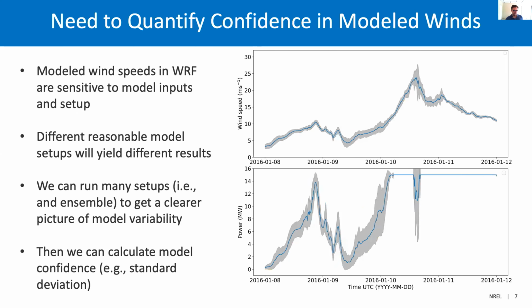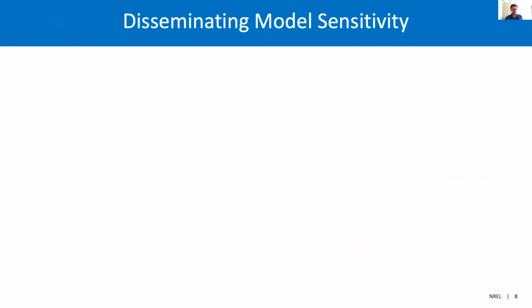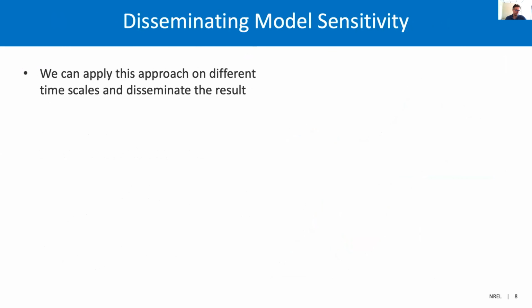If we can distill that then into some confidence metric, in this case, the standard deviation, we can then disseminate this information, our best estimate of the wind resource in blue, along with some metric of our confidence based on the sensitivity of WRF itself. So the idea that numerical weather prediction models are sensitive isn't anything new, but we're trying to at least push the state of the art by starting to disseminate this information in wind resource products, starting with the offshore California data set. And what I mean by disseminating, we can apply this approach across different timescales and start to produce maps or time series data and disseminate the result.